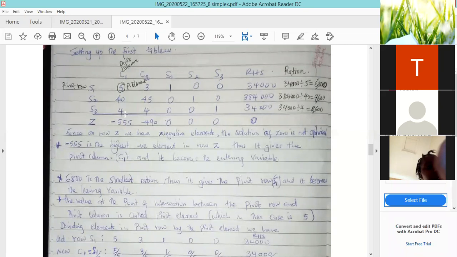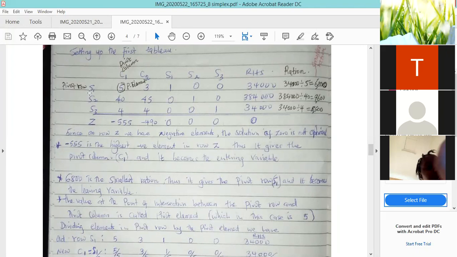Pivot column, we have said, is the column corresponding with the highest negative element in row Z. The pivot row is the row that corresponds with the smallest ratio, and the ratio is given by the right-hand side variable divided by the corresponding element in the pivot column. My variable corresponding with the pivot column becomes the entering variable, and where will it enter? It will enter into the space that was occupied by the pivot row.